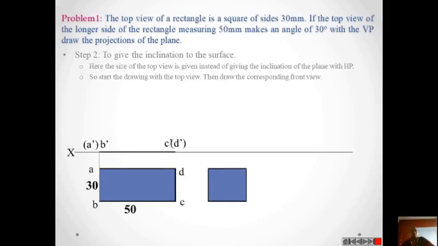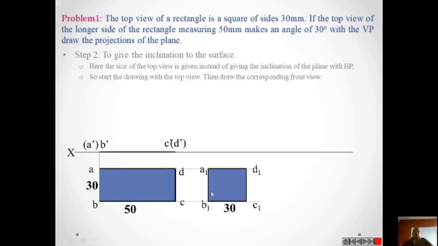So we have to start from top view. Previously he has given the position of one corner, so we have drawn that one. Now here in this case he has given the size of the top view, and the top view size is 30 by 30. So it is a rectangle, and the top view of the rectangle is a square. So now this is what it should be. Okay, this is the square top view of the rectangle.